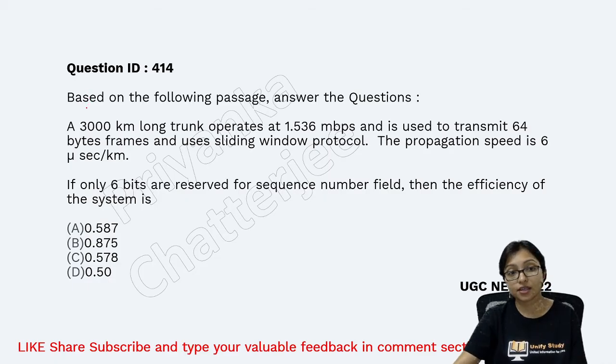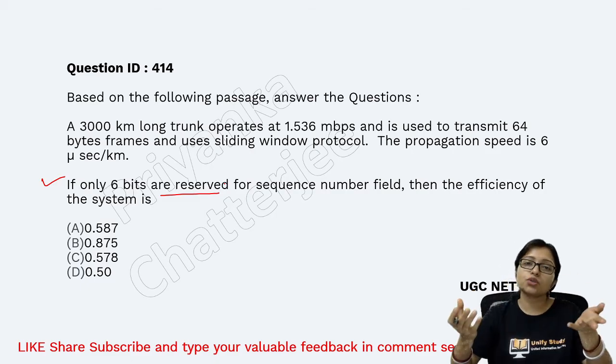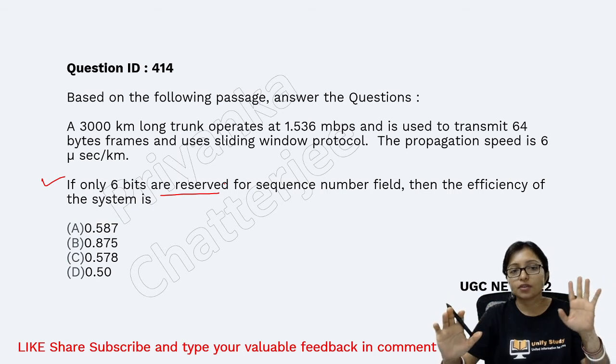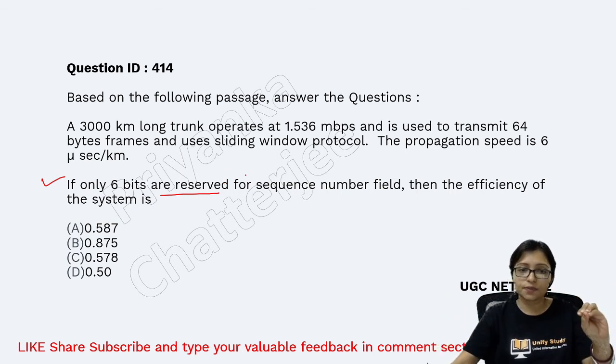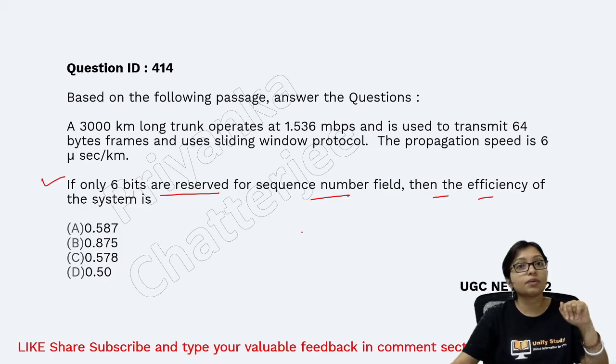This is asking, if only 6 bits are reserved. I saw that for my optimal window size I need 7 bits, but I am not able to give that; I have only 6 bits, and more than that I cannot allocate. If I am allocating 6 bits for the sequence number, then what will be your efficiency? For 100% efficiency we did the optimal window size. Now if I give 6 bits, what will my efficiency be?